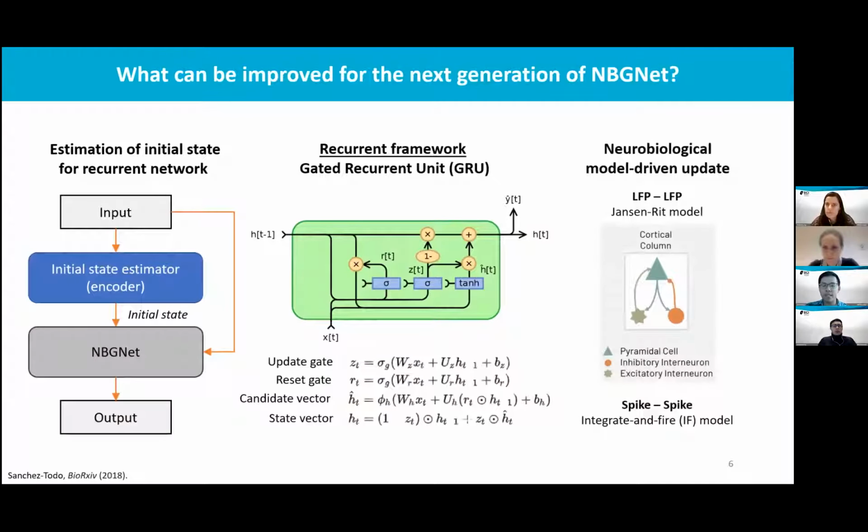And last, as mentioned earlier, we rather choose neurobiological models. For example, when we work with the local field potential, LFP, we can use the Jansen-Rit model, which describes the local cortical circuit by second-order differential equations. And when we work with the spikes, we can use the integrate-and-fire model or the leaky integrate-and-fire model.